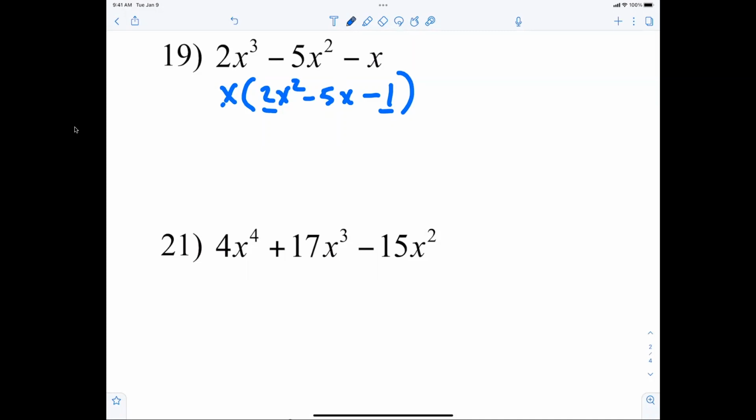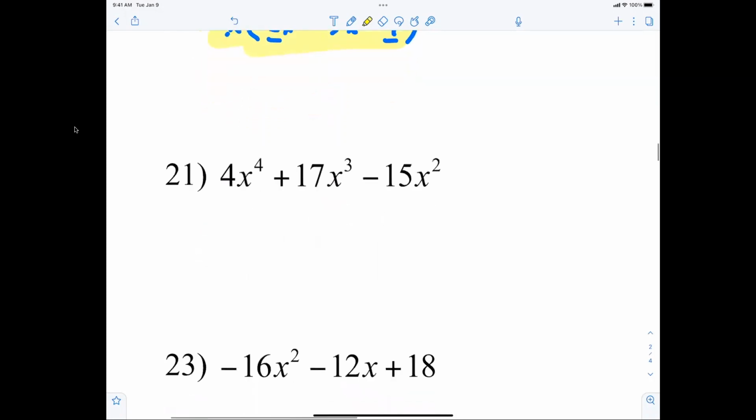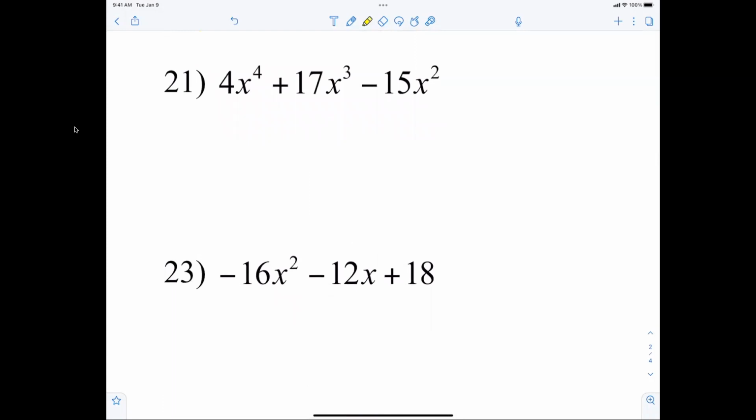And the answer is yes, the GCF was factored. That is a good answer right there. It's not always going to factor out, so be careful with that. Next, 21. There was a common x squared. So we pulled out the x squared.